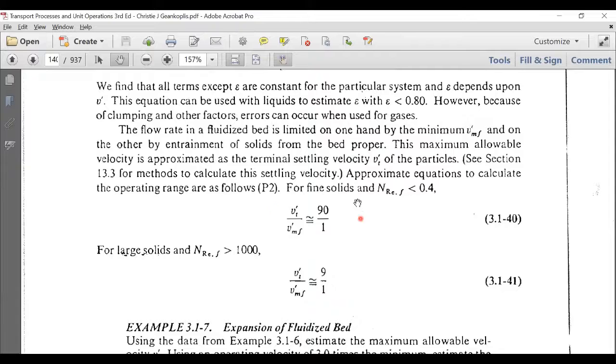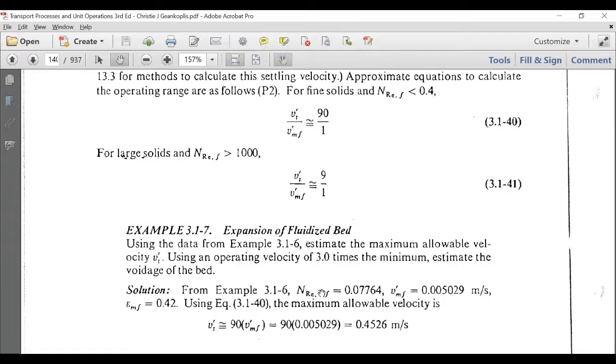Okay. So for fine solid with the Reynolds number less than 0.4, you can use this: VT over VMF equals 90. This is only for fine particles. While 3.141 is for large solid with a Reynolds number higher than 1,000: VT over VMF equals 9. Okay, so we go to example 3.17.